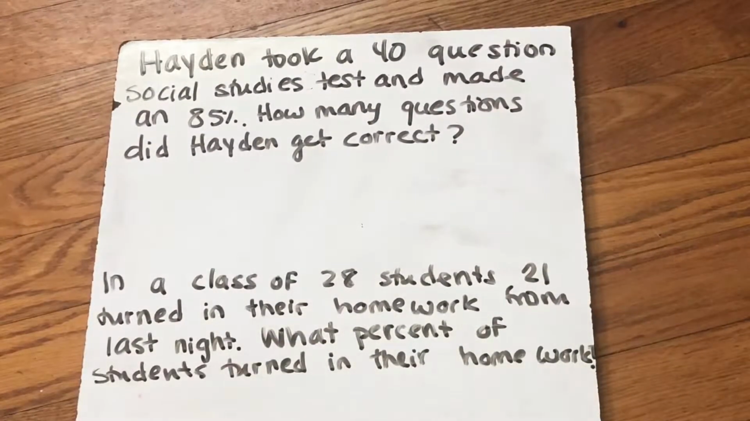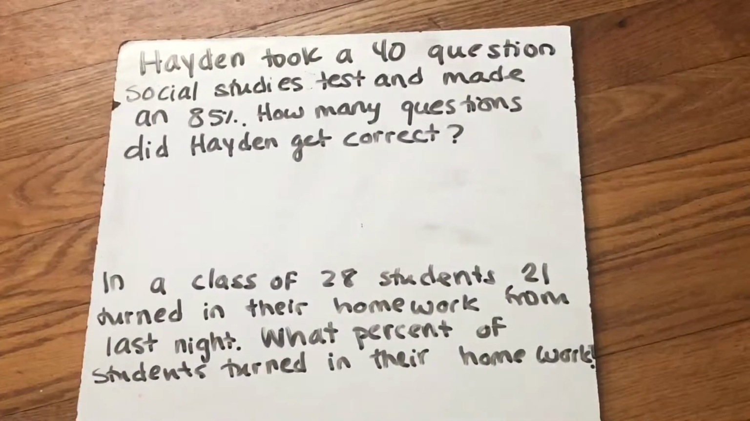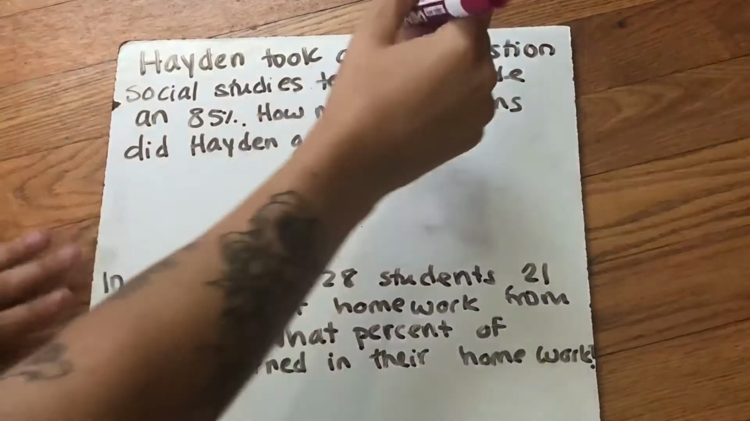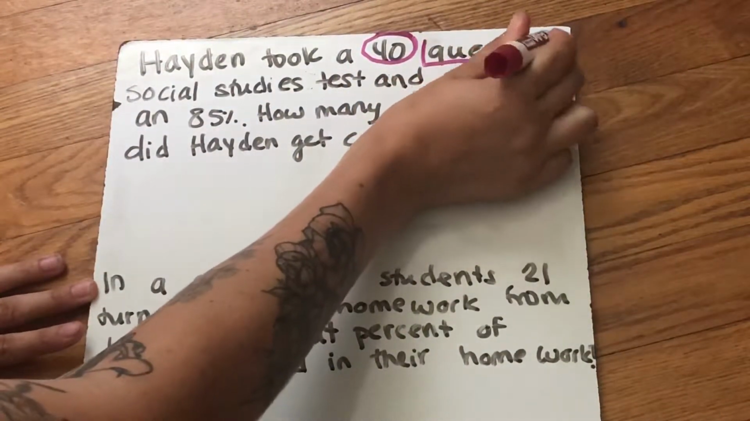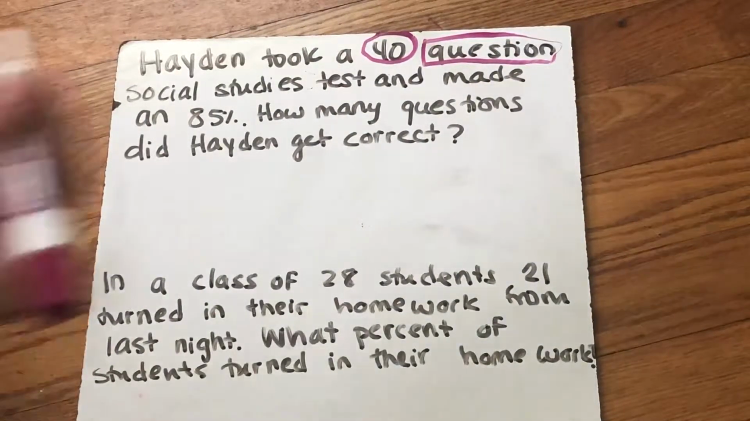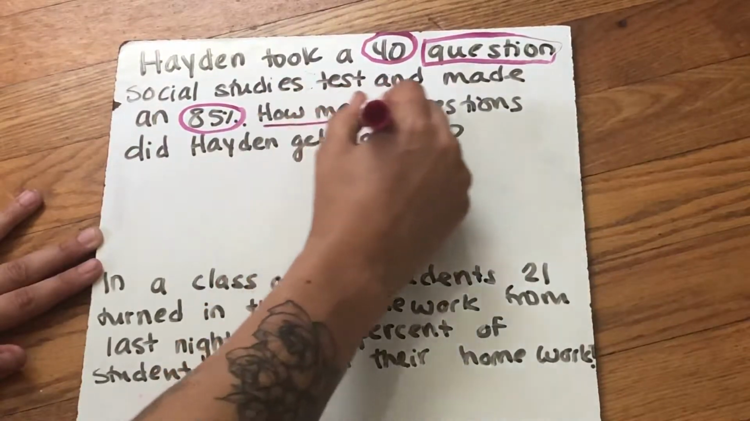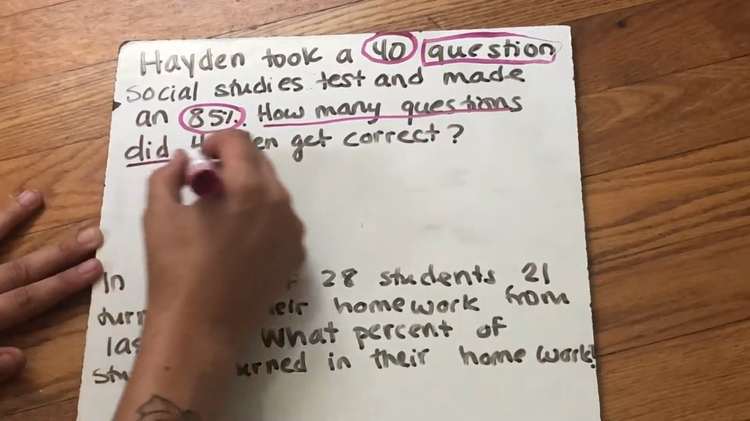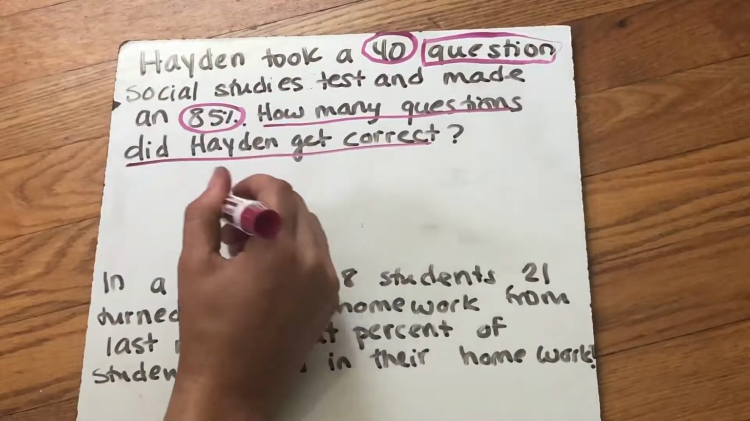So the first one says that Hayden took a 40-question social studies test. So I'm going to circle 40, and 40 what? We have 40 questions. So he took a 40-question social studies test and he made an 85%. I'm going to underline my question. How many questions did Hayden get correct? So that's what we're looking for. How many questions did he get correct? So I'm going to set up my skeleton.